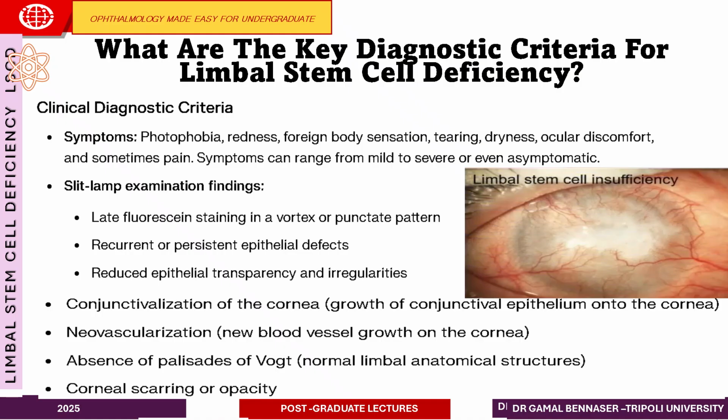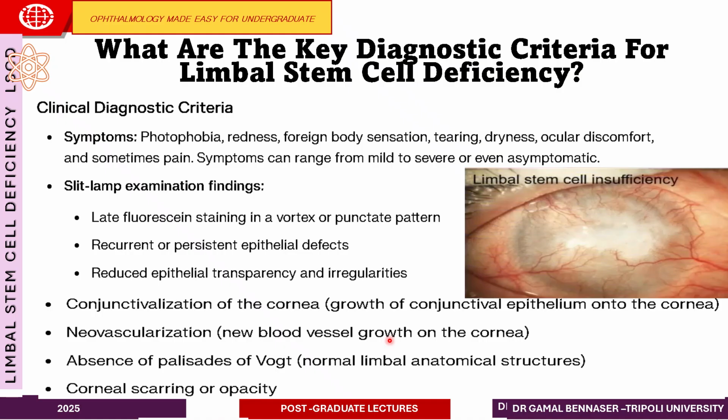Now we come to the clinical pictures and the diagnostic criteria for limbal stem cell deficiency. As you know, the most common symptoms for patients with limbal stem cell deficiency vary based on the level and the degree of limbal stem cell deficiency. That's to say, is it a mild degree, partial, or total limbal stem cell deficiency?